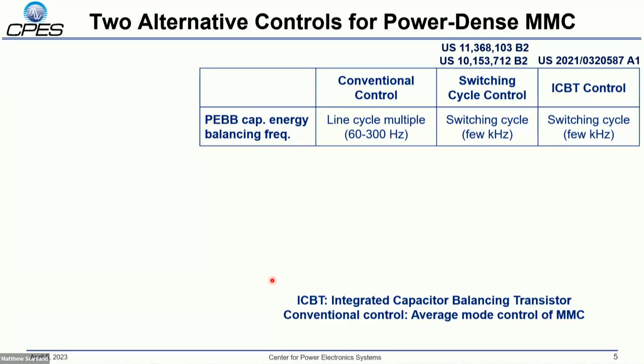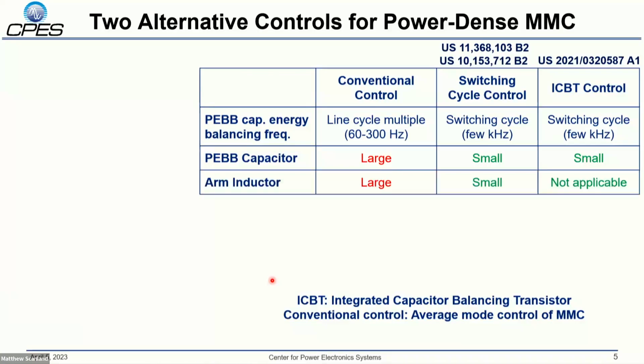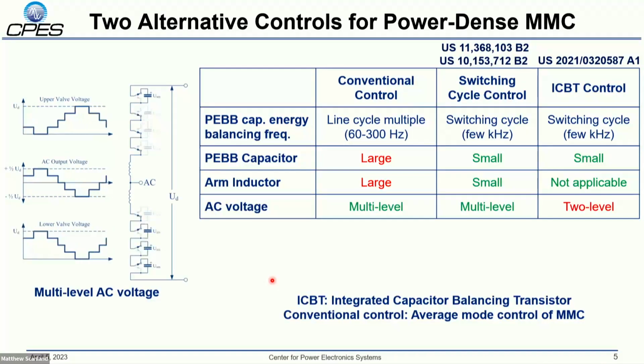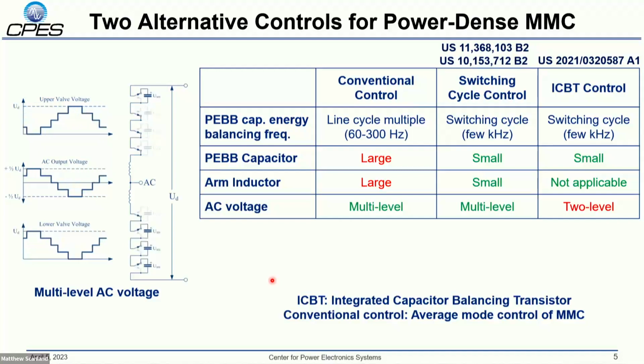And this allows us, because you're balancing the capacitors faster, you don't have to store the charge for a longer time period. You can make the PEBB capacitors fairly small. Additionally, you also decrease the inductor size, and ICBT does not even need an arm inductor. Conventional control as well as switching cycle control both can generate your multi-level output, which then allows you to create smaller AC filters, whereas ICBT is limited to a 2-level converter and requires fairly large filters at the AC side.